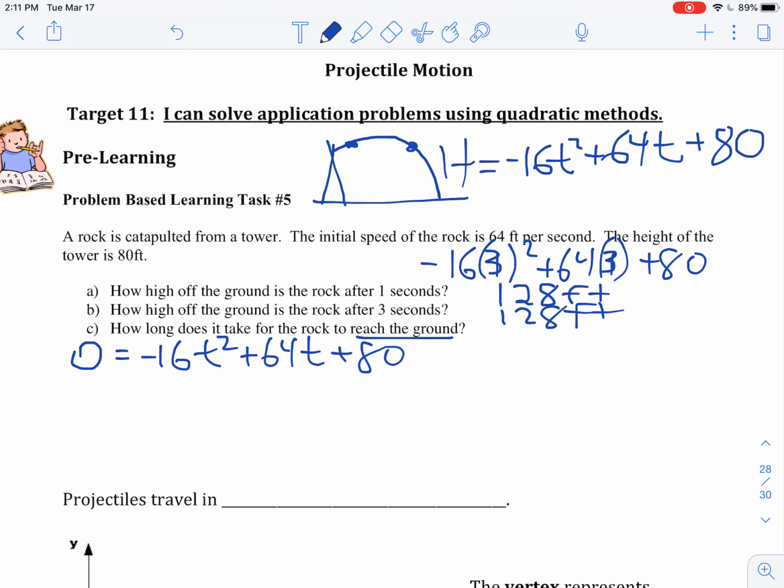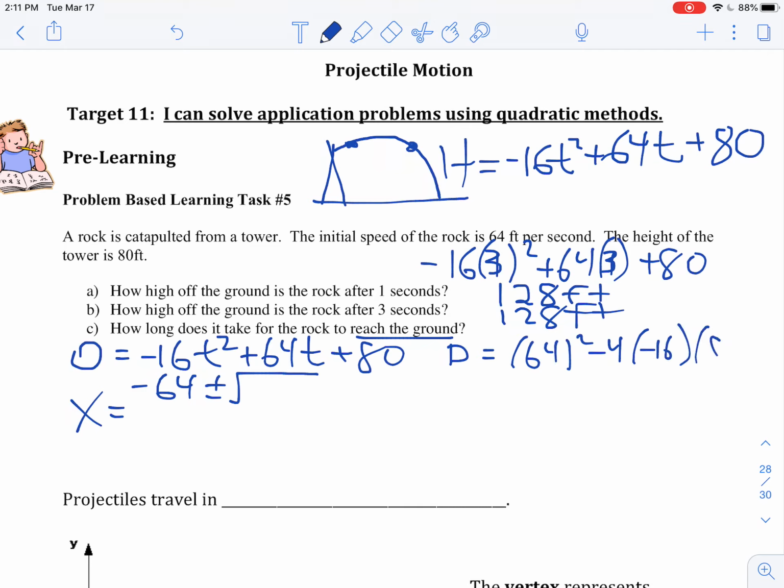Most you need quadratic formula. And so we're just going to jump right in and do quadratic formula. Now, if you remember quadratic formula, it's negative b, so it's negative 64, plus or minus the square root. And the thing that goes underneath that square root is the discriminant. So I'm going to go over here and do the discriminant. Discriminant is b squared, make sure you put in parentheses, minus 4, that b is 64, minus 4 times a times c.